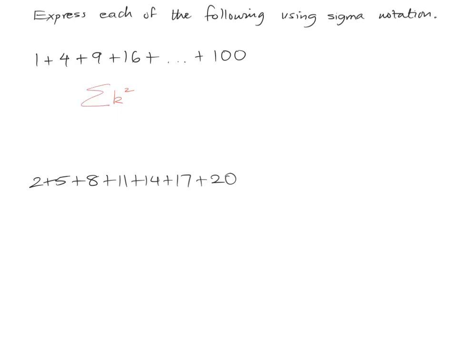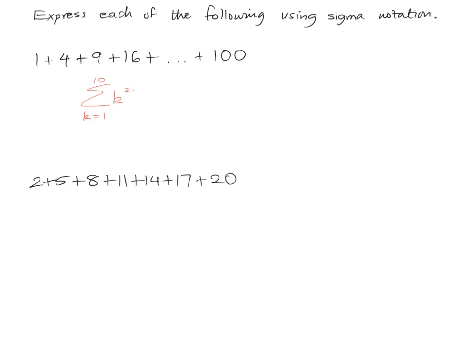I did all my k squared. So my first k value that I squared was 1. I did 1 squared, then 2 squared, then 3 squared, then 4 squared, etc. So I'm going to write sigma, k equals 1, and then I need to figure out what the top is. The last number I squared was 10 squared to get 100. So k equals 1 to 10. So this expression, 1 plus 4 plus 9 plus 16, etc., all the way to 100, is the sum as k goes from 1 to 10 of k squared. That is the way I would write that one in sigma notation.